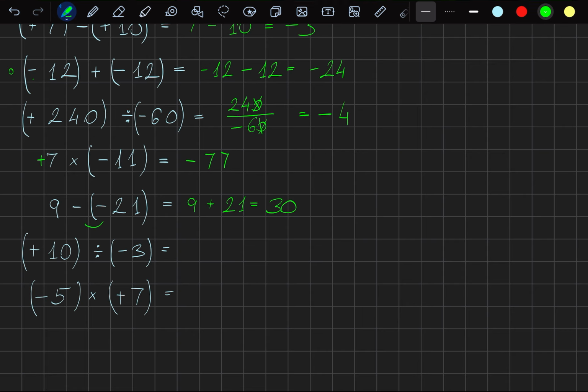Plus 10 divided by minus 3: plus divided by minus is minus, 10 divided by 3, it's 10 over 3. If you want to write it as a decimal, it will be 3.3, and it's a pure recurring decimal, so the 3 will repeat infinite times. Minus 5 times plus 7: minus times plus is minus, 5 times 7 is 35.